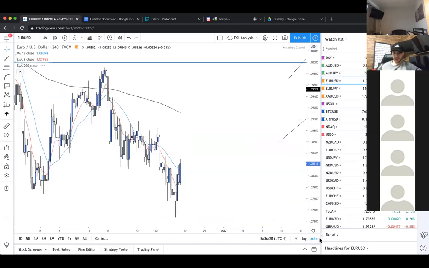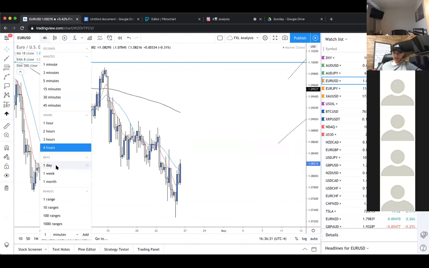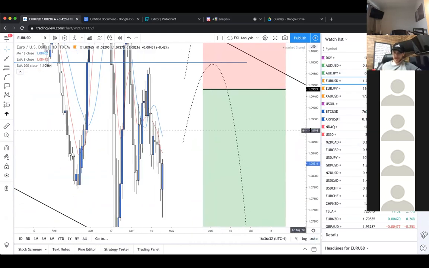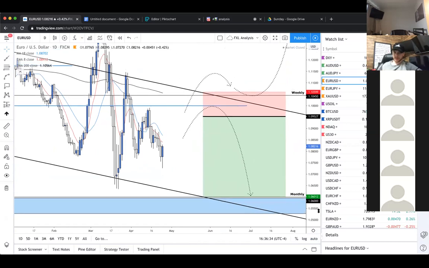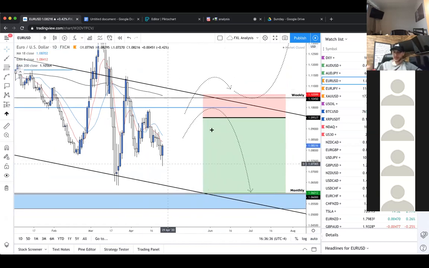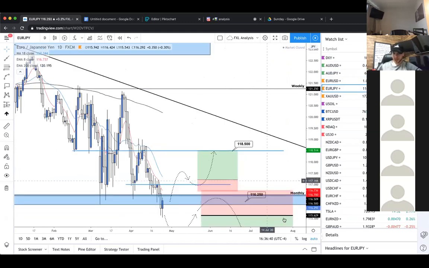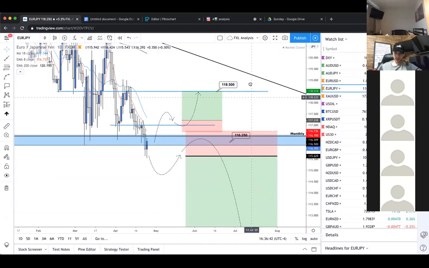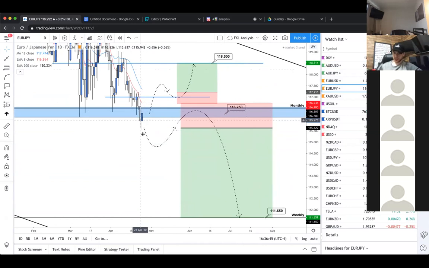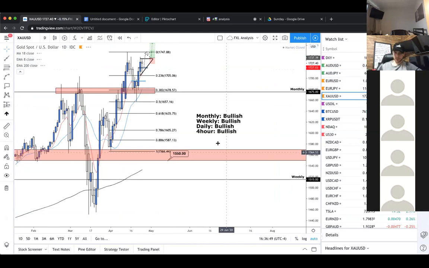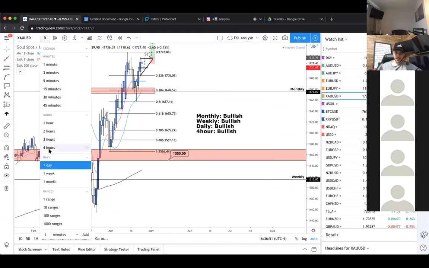Euro USD, our bias is bearish, but we're still on the daily. We have not yet seen the confirmations we want to see to then enter this trade. So Euro USD is still bearish. EJ, preferred move is bearish as well. Again, we're still on the daily. We still need a lot. This pair still needs to prove a lot to us for us to then enter. And then gold, preferred move is bullish, as it has been, and we're on the 4 hour.